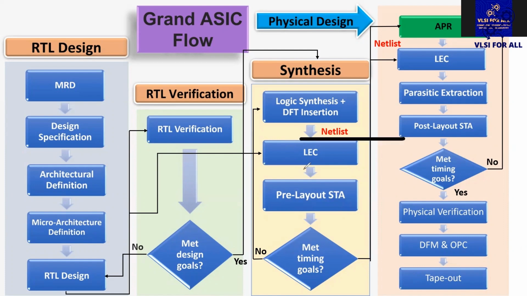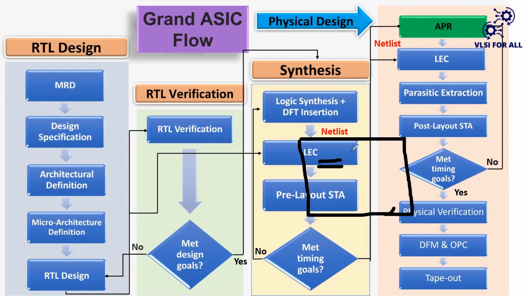I'm expecting, what are the challenges between these two nodes? Okay. What kind of challenges? When the technology shrinks, what will happen? I think parasitic effects will be more. Parasitic effects will be more, and the DRCs will increase. Right, DRCs will increase, more crosstalk issues will be coming. Yes, crosstalk will increase, and a number of metal routing issues will be coming.